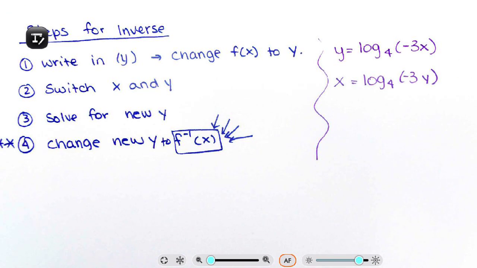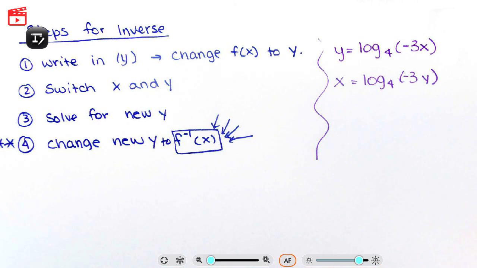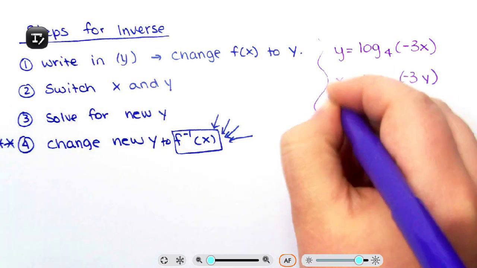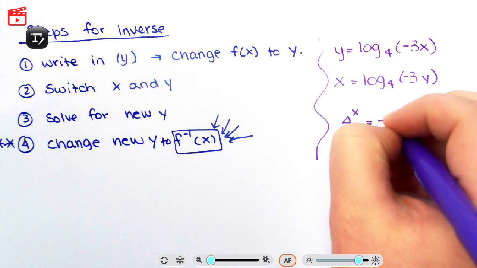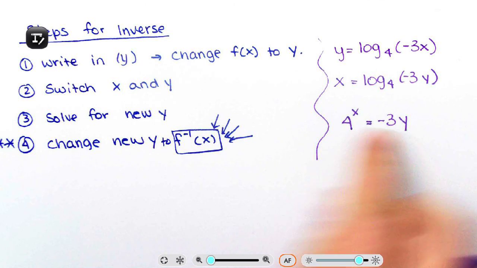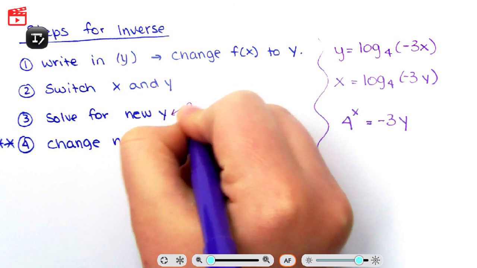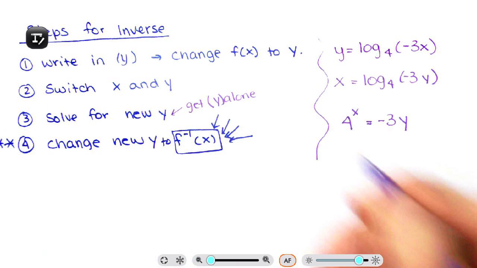Step number 3, solve for new y. So again, if you see something with a log, convert it to an exponent. So I have base of 4, exponent is x, and that's equal to a negative 3y. How are these two attached? Again, so what's our goal? Our goal is to solve for new y. Get y alone. So get y by itself.